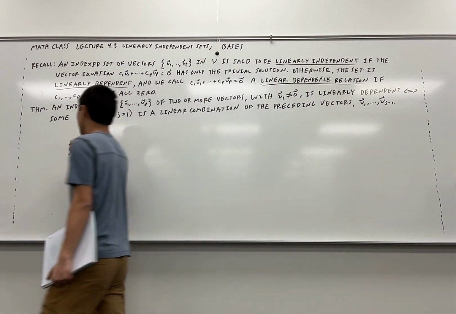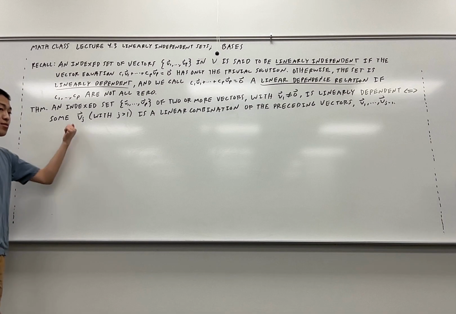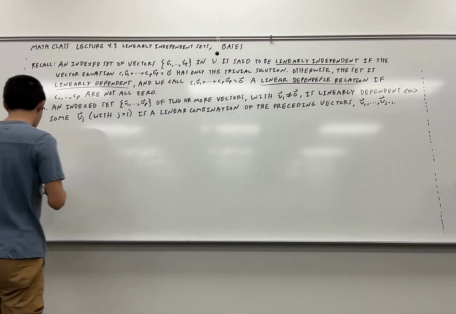So what this theorem is saying is that for my indexed set of two or more vectors, so long as the first one is not the zero vector, we can know that it's linearly dependent if one of the vectors in that set, that's not the first vector, can be expressed as a linear combination of the ones that came before. This is a chapter 1 concept. We've already covered this, and I'm just recalling it because it's important to bases. Make sure it made sense back in chapter 1, because now we can apply this more broadly.